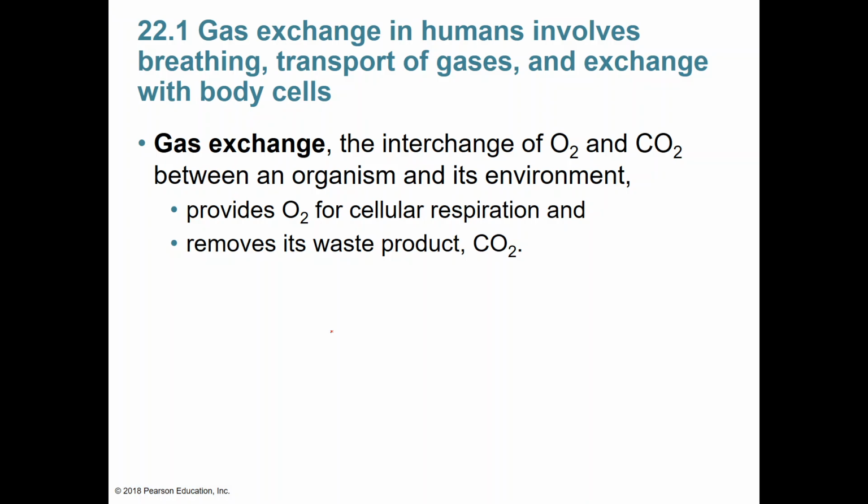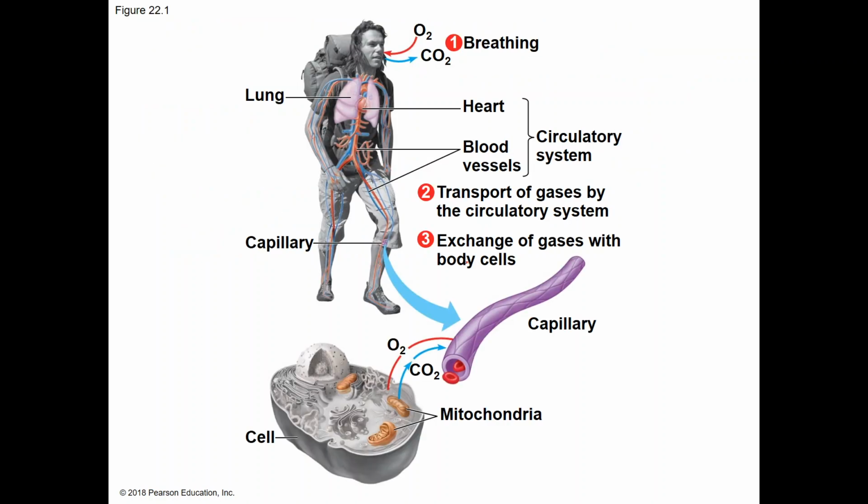So when we talk about gas exchange, this involves a multitude of steps. So this includes our breathing, and then also how gases are transported into our tissues and how gases are exchanged with the body's cells and tissues. So the interchange of oxygen and carbon dioxide happens between the organism and its environment. And this provides oxygen for our cells to be able to do their respiration, and the waste product of respiration is carbon dioxide. So gas exchange also includes the removal of carbon dioxide from our cells and tissues.